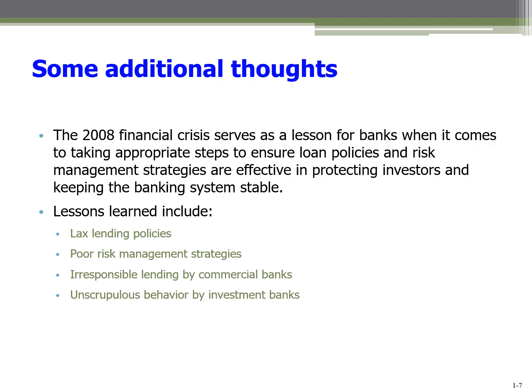This is why it is so important for banks and securities firms to have the right policies, governance, and strategies in place to protect against these types of events so they don't occur again. Ultimately, the 2008 financial crisis serves as a cautionary tale for banks when it comes to loan policies and risk management strategies. By understanding why these policies and strategies were problematic in the past, banks can ensure that similar mistakes are not repeated in the future.